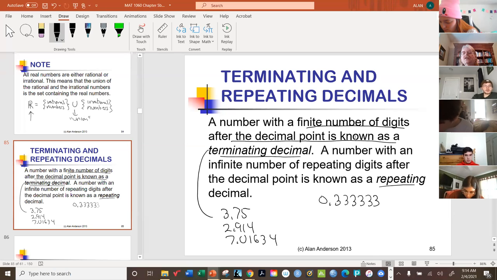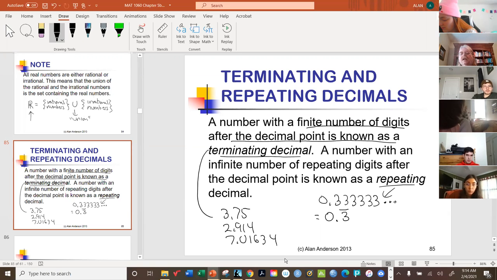0.33333. And you notice how it just goes on forever. We can write the three dots to indicate that this is going on forever. And here's some notation that you might not have ever seen before. When we have this situation, we can write this as 0.3 with a little bar over it, which means the three is being repeated an infinite number of times. In fact, your calculator may actually use this notation. This is a repeating decimal. This is terminating.